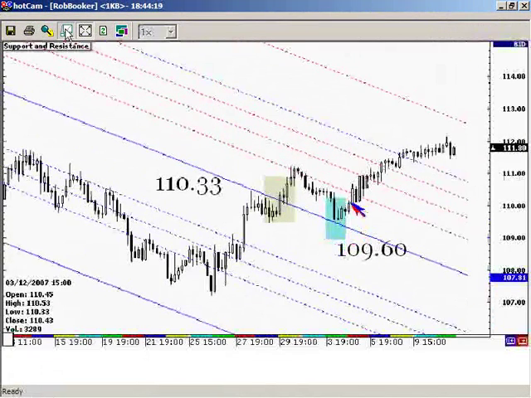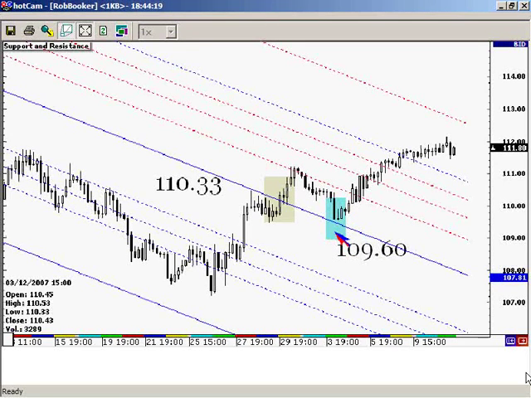Sometimes I'll wait for a correction like I did with the dollar yen falling back to the top of that box for a corrected trade. That's what I might like. So yes, that's the only time I might wait for a correction before I enter a trade, if that makes sense.